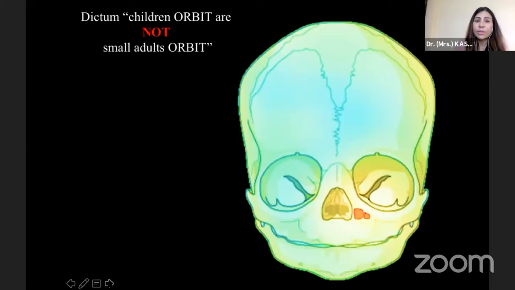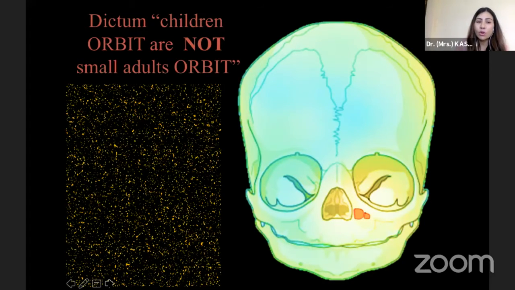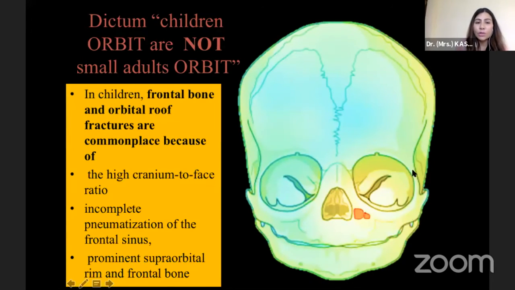So there's a dictum that children's orbits are not small adult orbits. It's very important that we understand that the child's orbit is completely different from that of the adult orbit. In children, frontal bone and orbital roof fractures are commonplace because there's a very high cranium to face ratio, incomplete or absent pneumatization of the frontal bone, and also a prominent orbital rim.